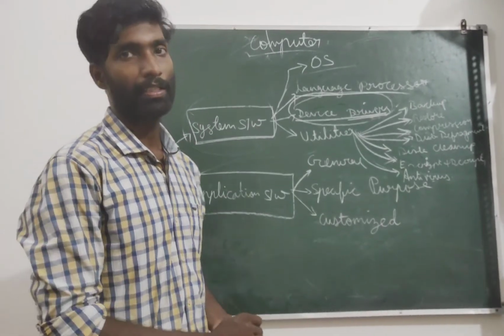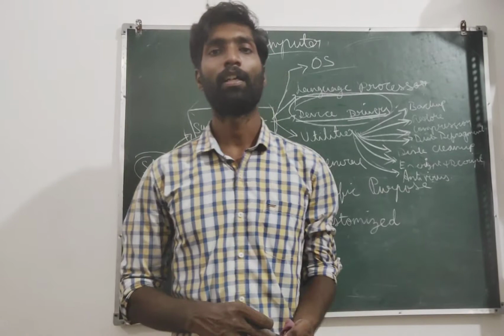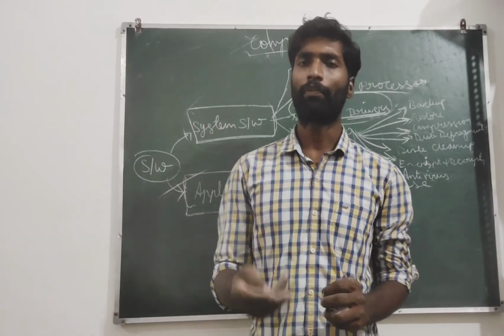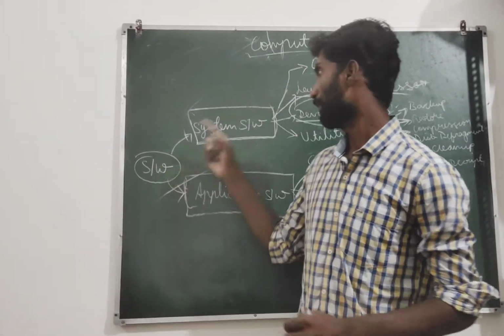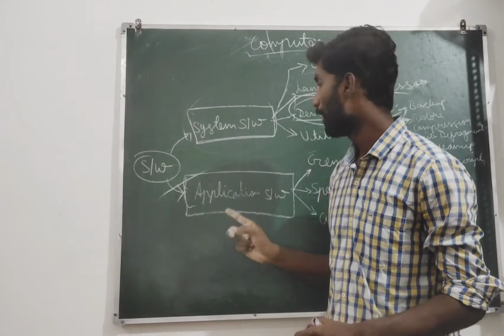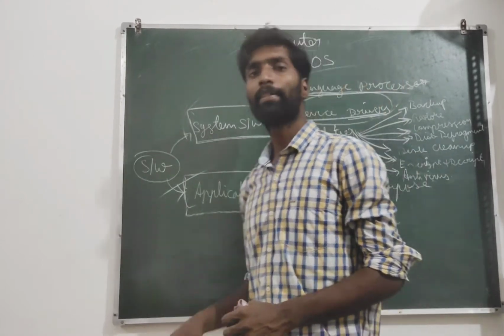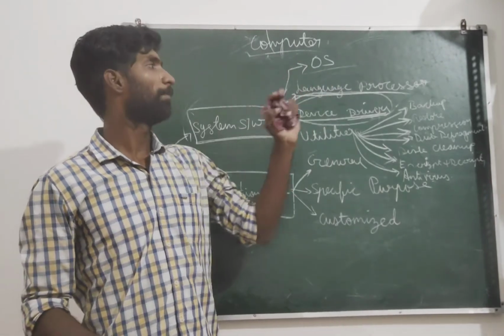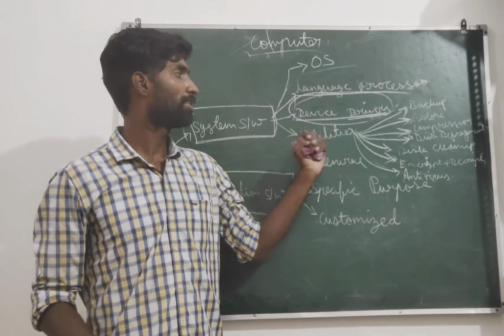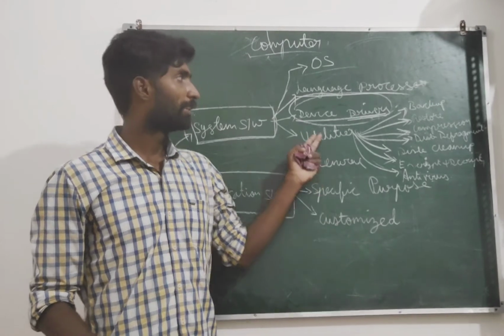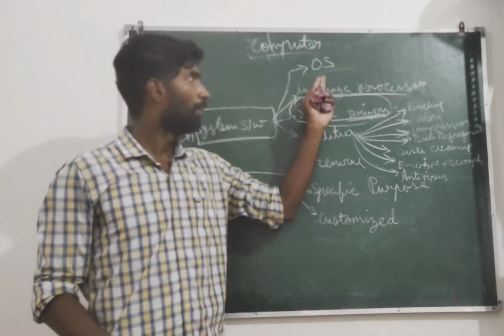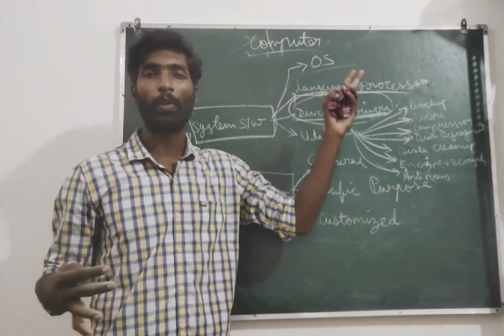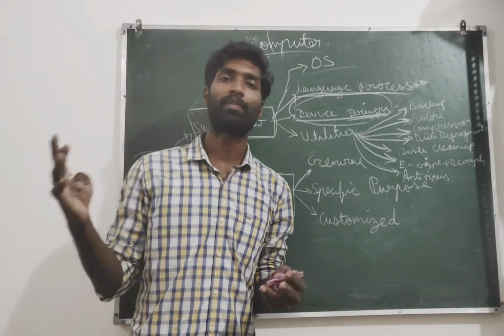Already in the previous class, we've seen the types of software. Mostly, software is divided into two types: one is system and the other is application. In the previous class, we saw system software: operating system, language processor, device driver, and utilities. I explained these three. The operating system is used to control the entire hardware and software of the system.